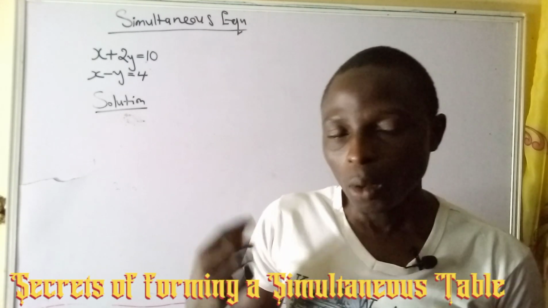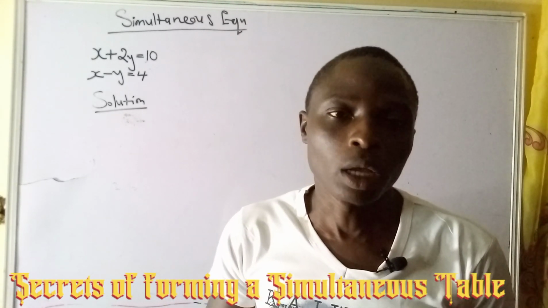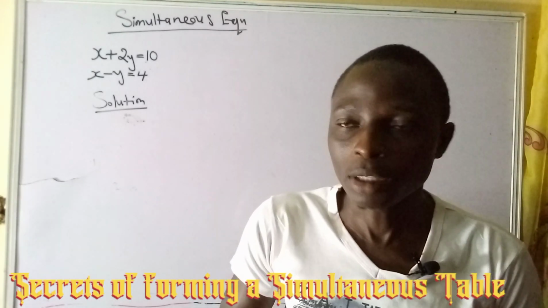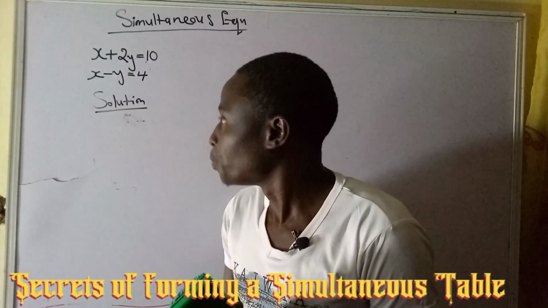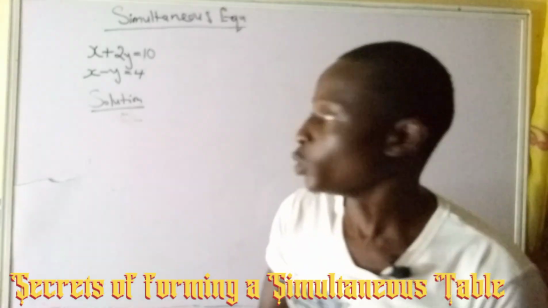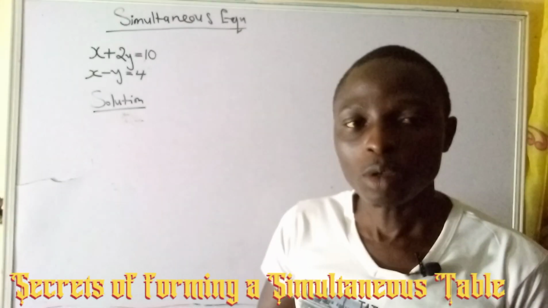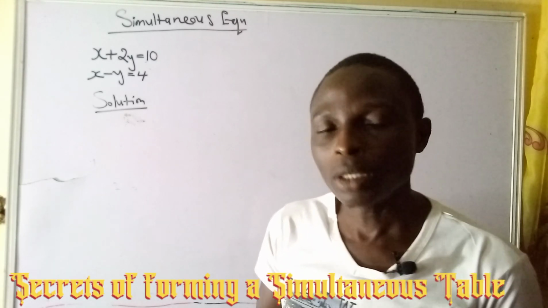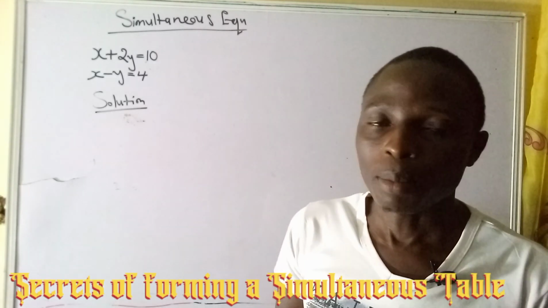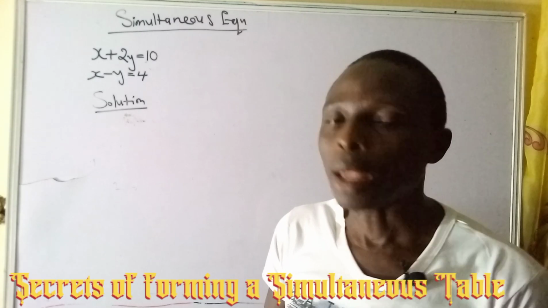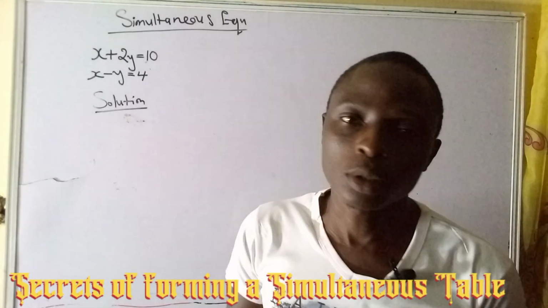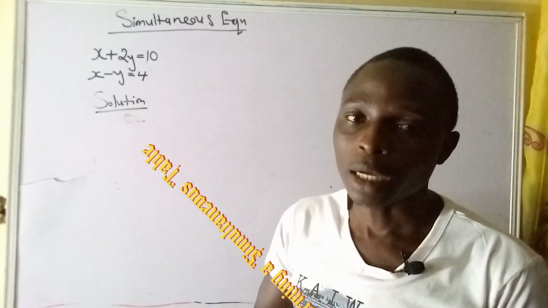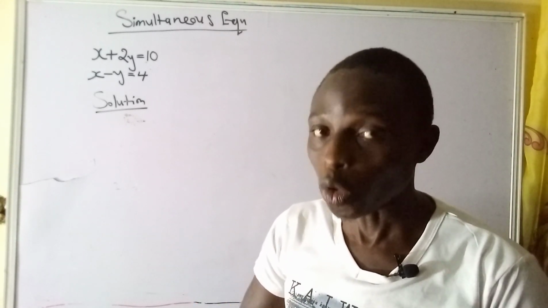Today, we are going to continue with our simultaneous equation by graphical means. As I told you in our previous video, when you are solving simultaneous equation by graphical means, you need to pick the first equation and make either x or y, preferably y, the subject of the formula, and form a table of that particular variable or unknown.